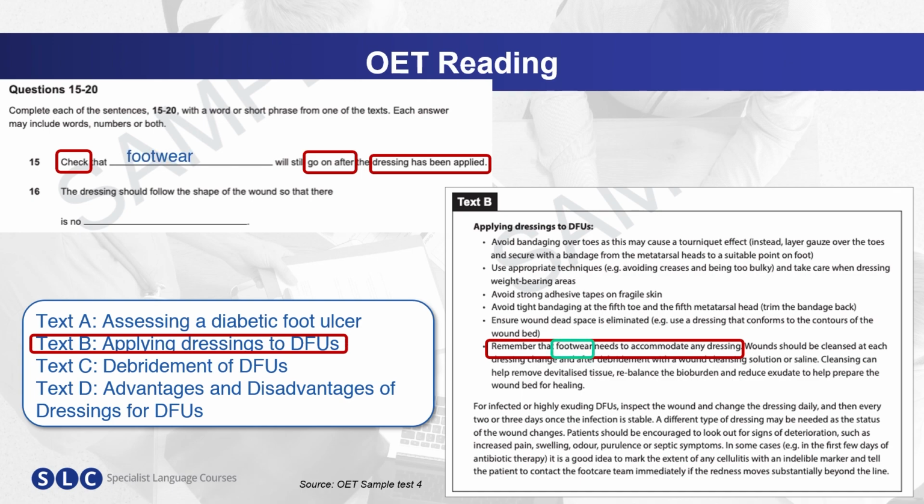Now you try for question 16. Predict the type of word that fits the gap and use the keywords to find the answer.